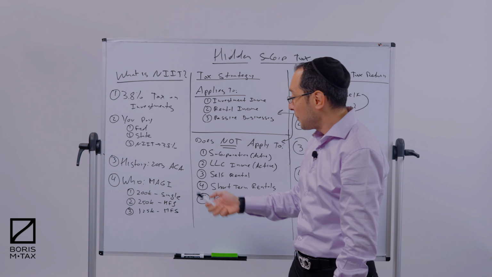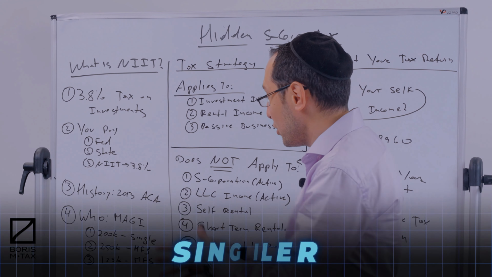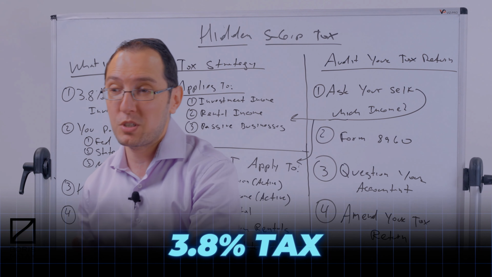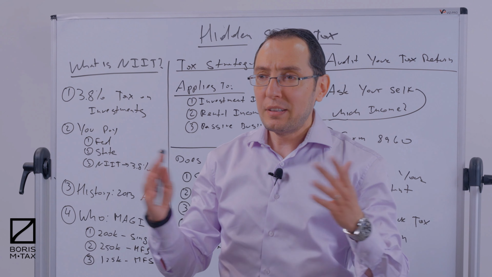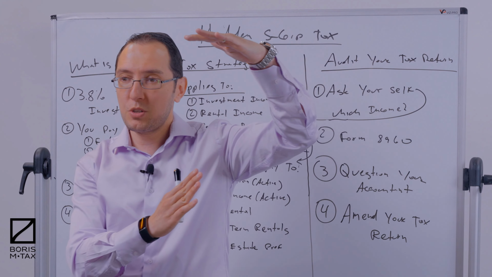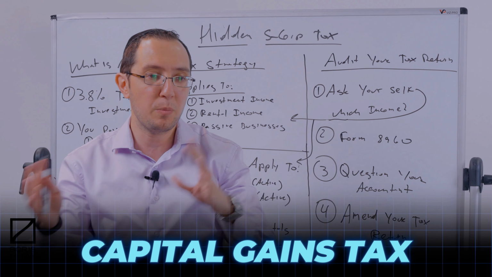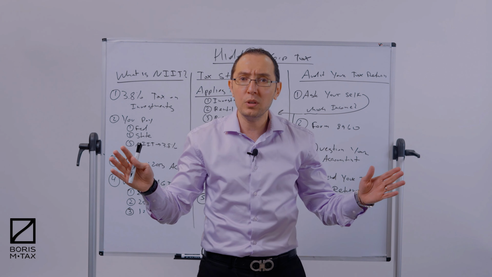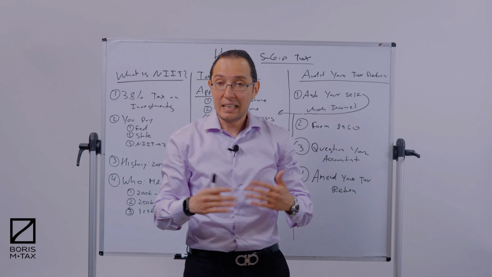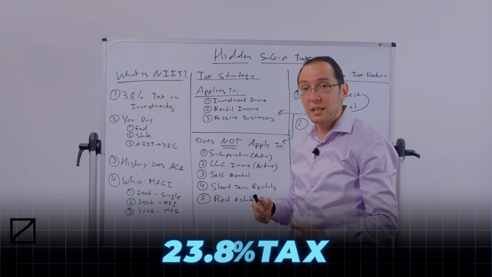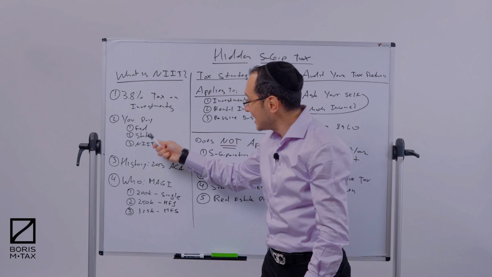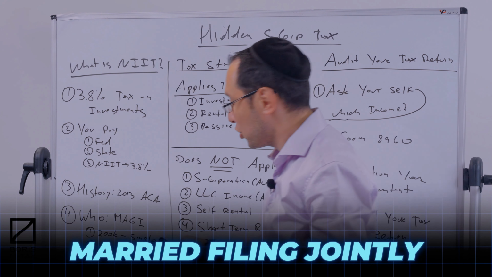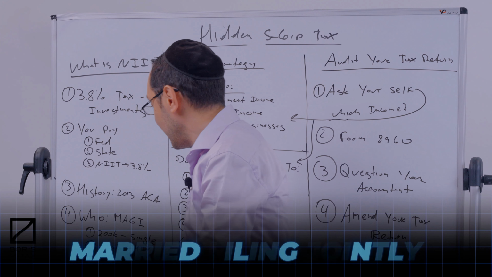Now, the law said that if your modified adjusted gross income, if you're a single filer, is $200,000 or more, you start paying that 3.8% tax. As you know, there's a capital gains tax rate, which is capped at 20%. Everybody knows capital gains tax applies when you sell a property or assets that you hold over 1 year, and everybody says, great, I only pay 20% tax. Not necessarily. A lot of you may actually be paying 23.8% tax because of this net investment income tax, the NIIT, 3.8%.